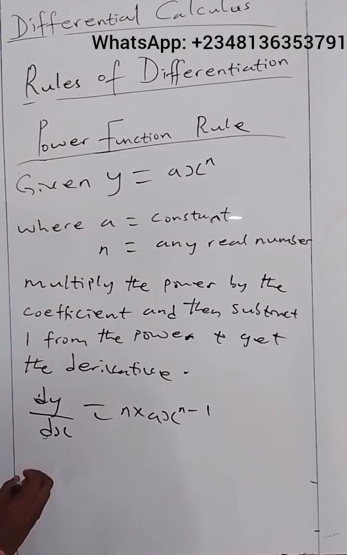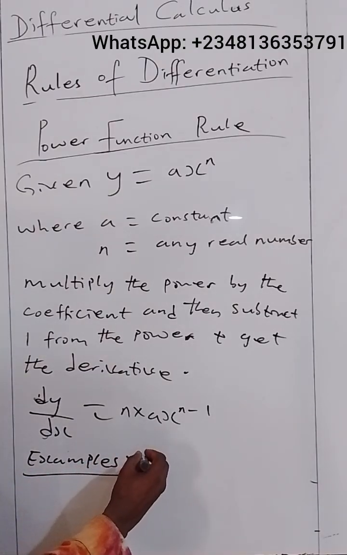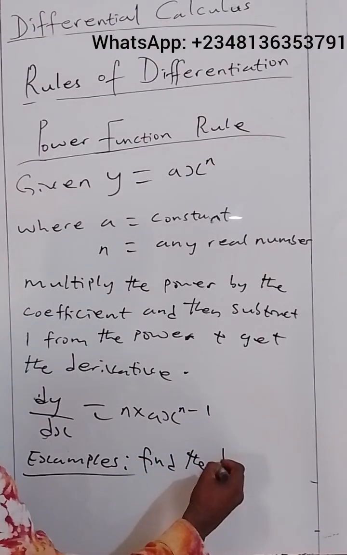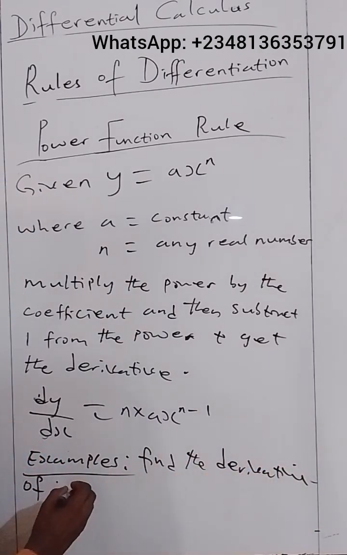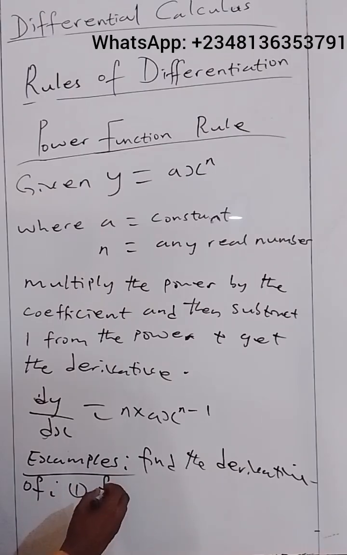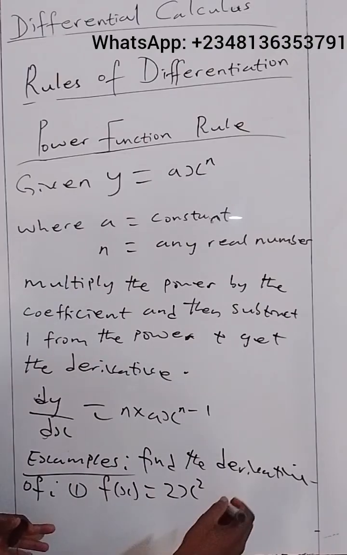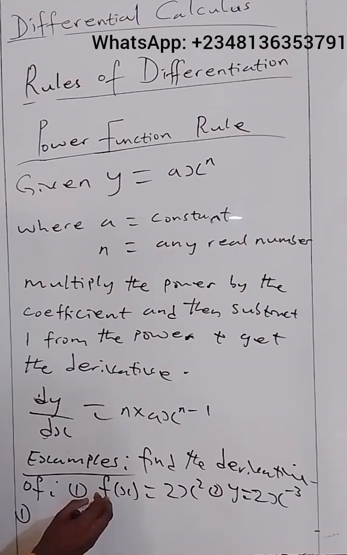So let's take, for instance, let's look at some examples. Let's say we have to find the derivative of, the first one here, f of x equals 2x squared.